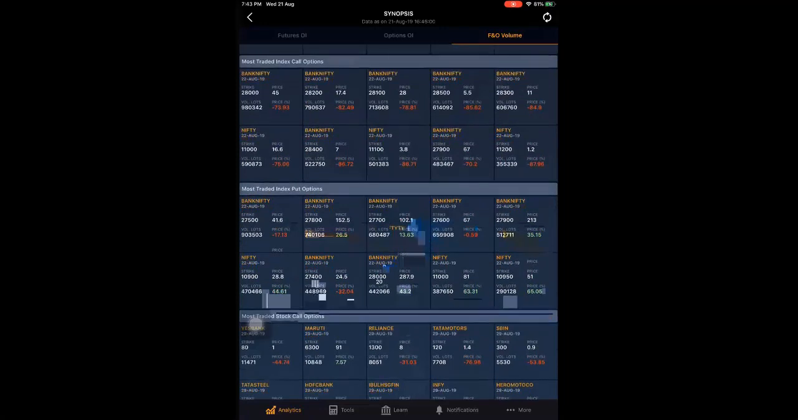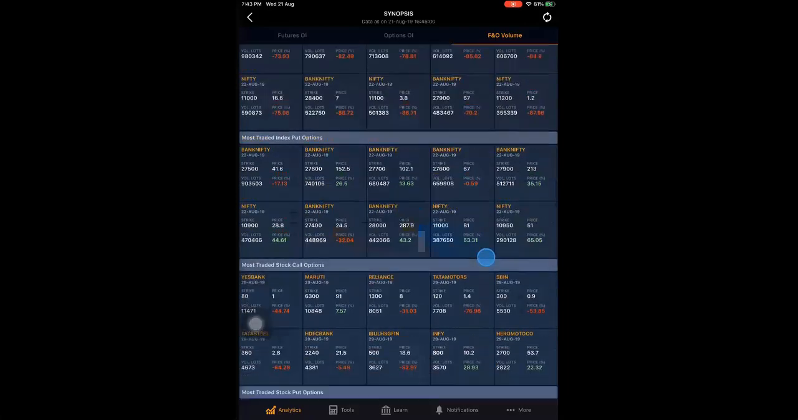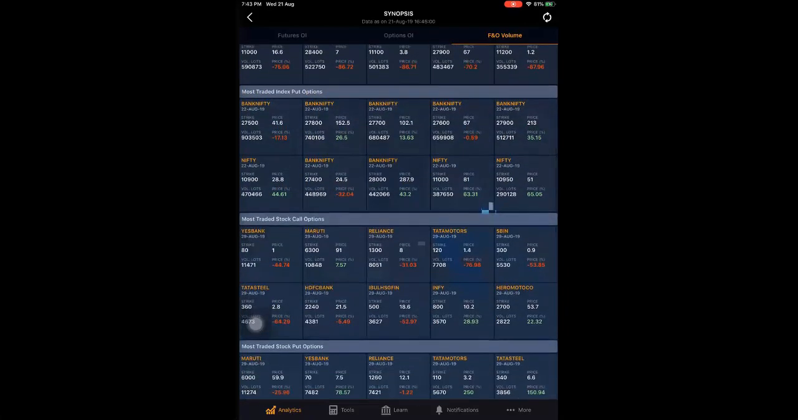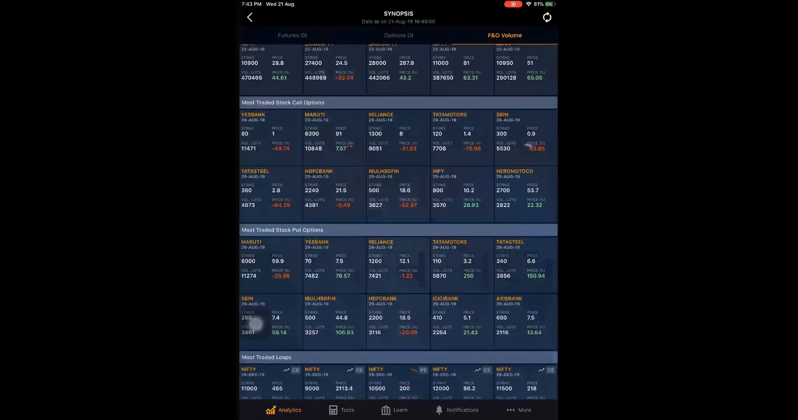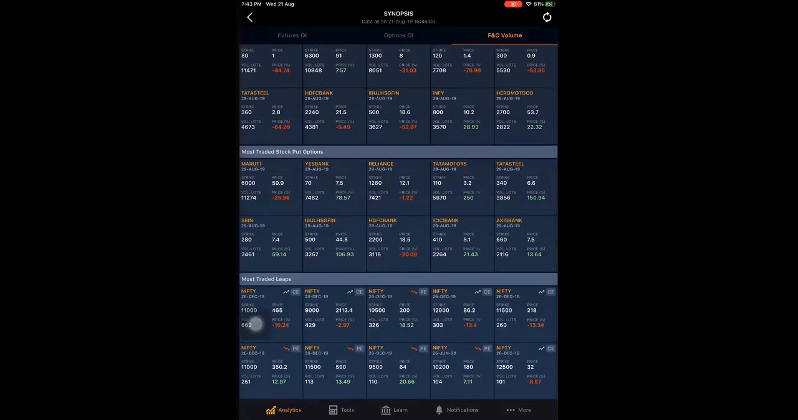Most traded index call options will include weekly, monthly, everything. Most traded index put options: you will come to know which strikes are seeing good activity. Then stock options call, stock options put, and the LEAPS. If I look at the LEAPS in Nifty, the 11,000 call saw almost 662 lots of volume. You had the 9,000 call, seeing 429 lots.